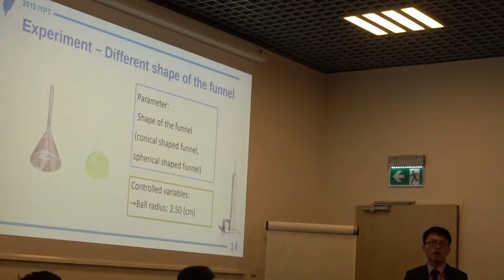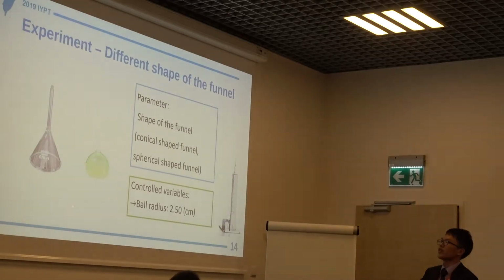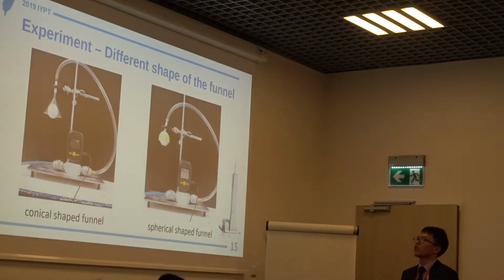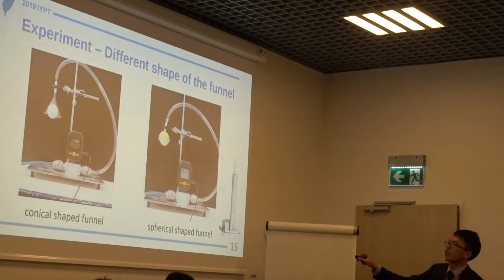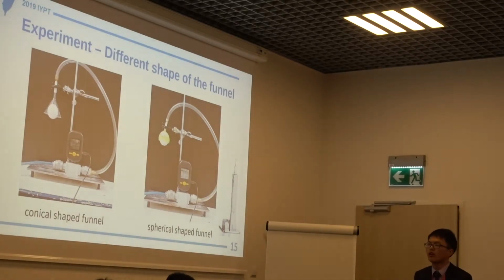So first, the experiment will control the different shape of the funnel. Here we are using the conical shape funnel and the spherical shape funnel. We control the ball radius to be 2.5 centimeters. Here is a video using the two different shapes of the funnel. Here is the conical shape and here is the spherical shape funnel. You can see in this video that the ball is obviously shaking and rotating at the same time, compared to the spherical shape funnel, where it was only rotating without shaking.